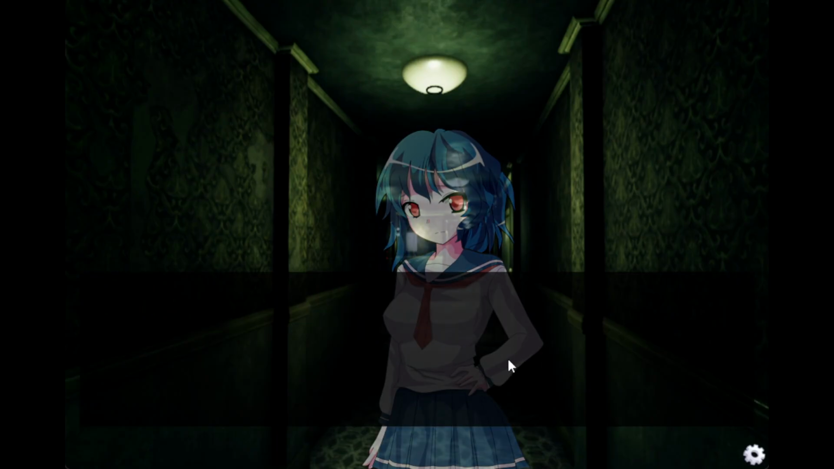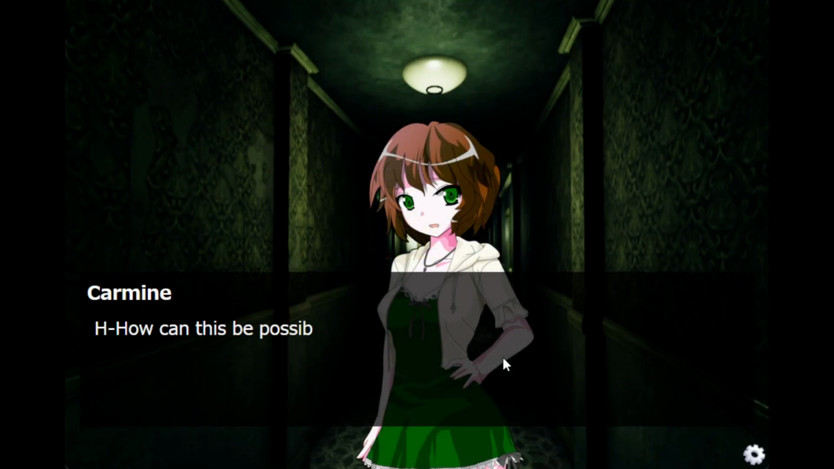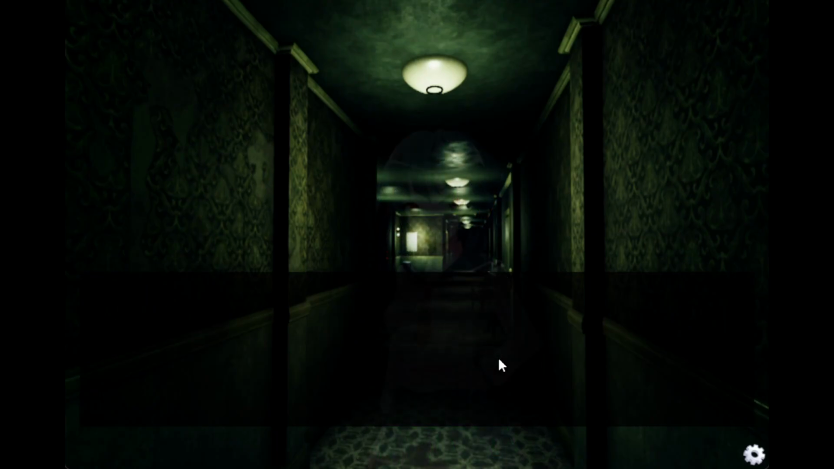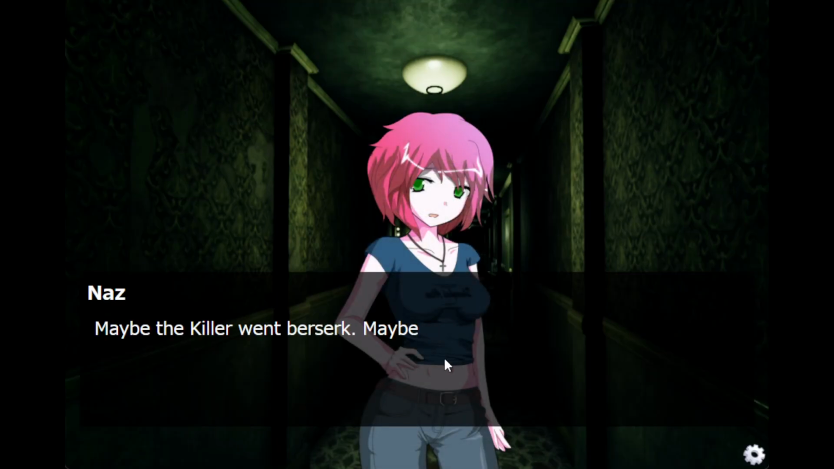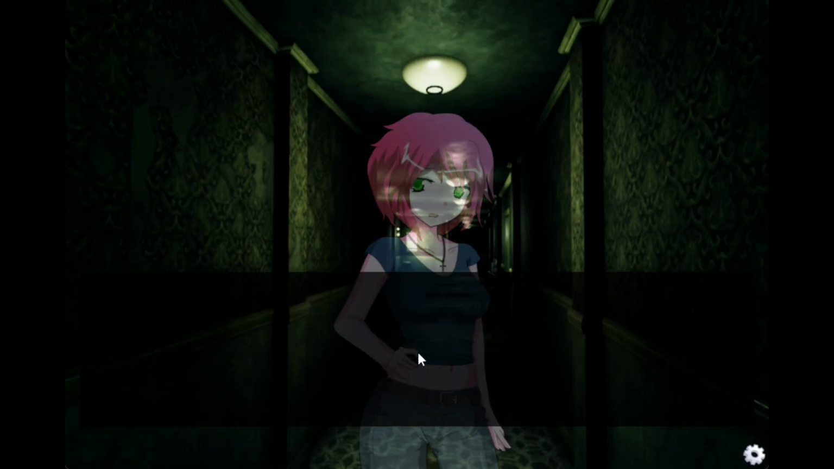Two victims instead of one. How can this be possible? I thought the killer was only allowed to target one person per night. Maybe the killer went berserk. Maybe they don't care about the rules anymore. Why? Why is this happening?